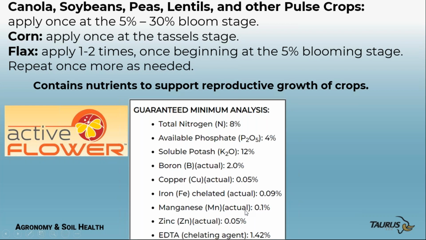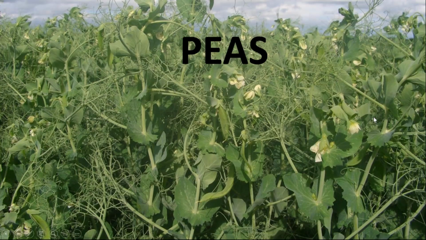Copper, iron, manganese, zinc. Again, if you do some tissue testing, and I like to do actually the buds themselves, see what the levels are, you can make a decision whether you need to apply something to canola at that 5 to 30% bloom. This can go on canola, can go on flax, and so on. And you should go to our website and look at all the products we have that are foliar and compare them to other products that you're using.